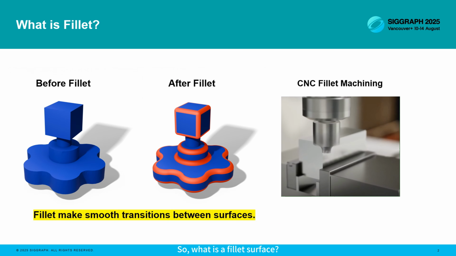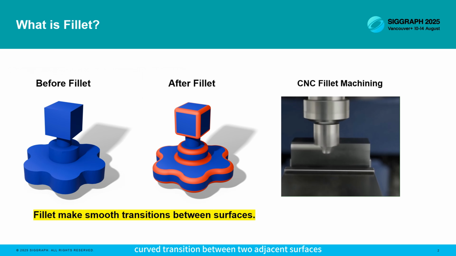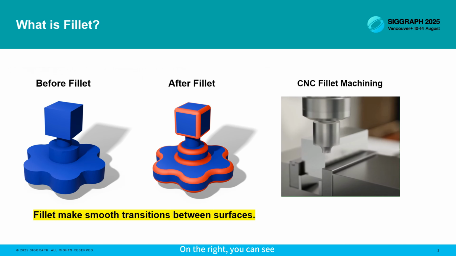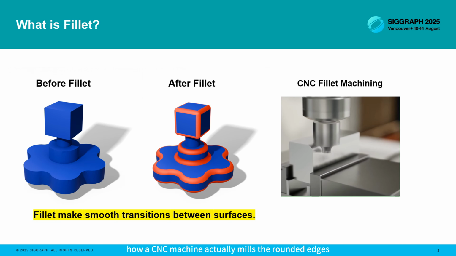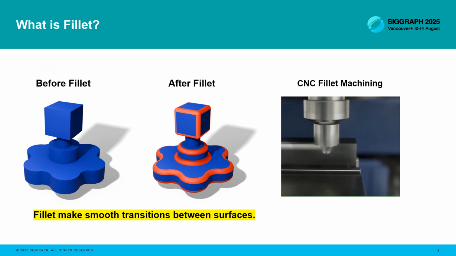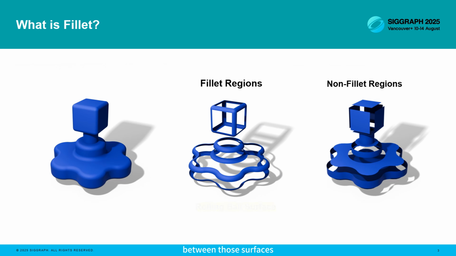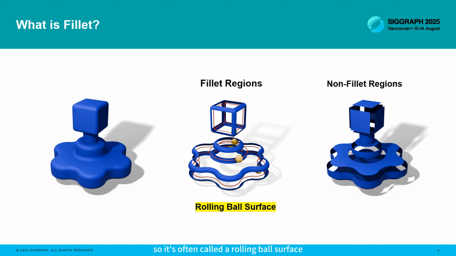So, what is a fillet surface? A fillet creates a smooth, curved transition between two adjacent surfaces along their shared edge. On the right, you can see how a CNC machine actually mills the rounded edges straight into the part using a fillet tool. It works kind of like the path a ball would roll along between those surfaces, so it's often called a rolling ball surface.